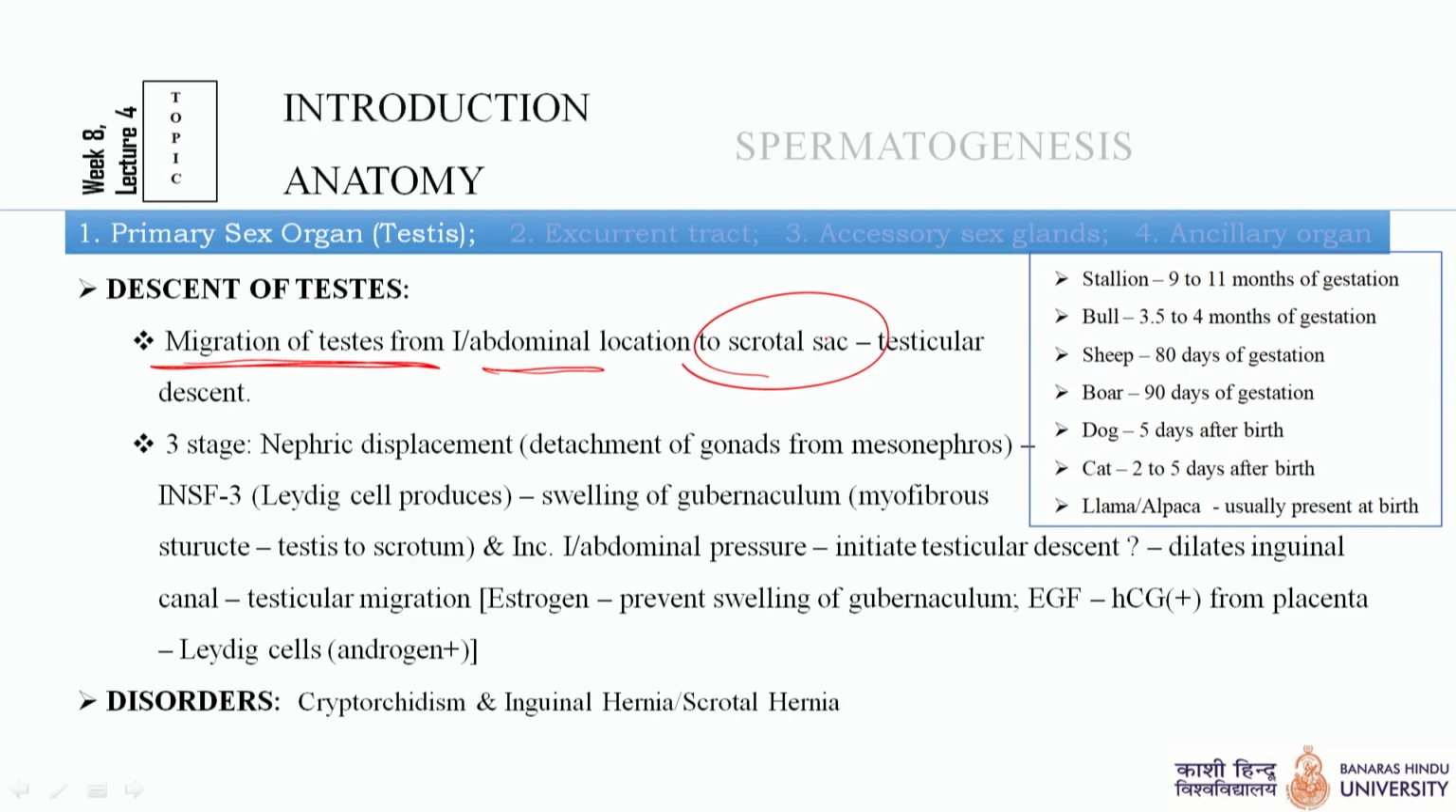Now, how will this testicular descent take place? There are 3 stages. The first stage is called nephric displacement.